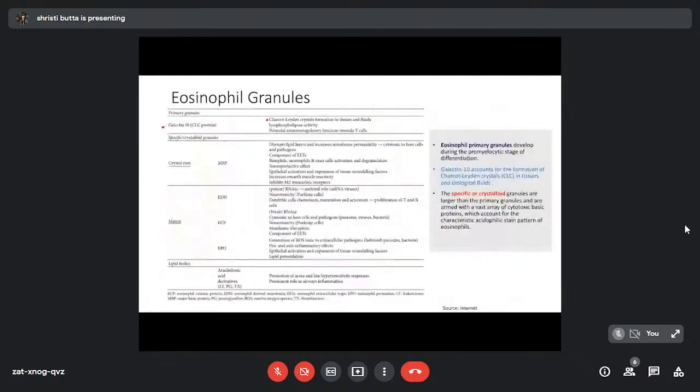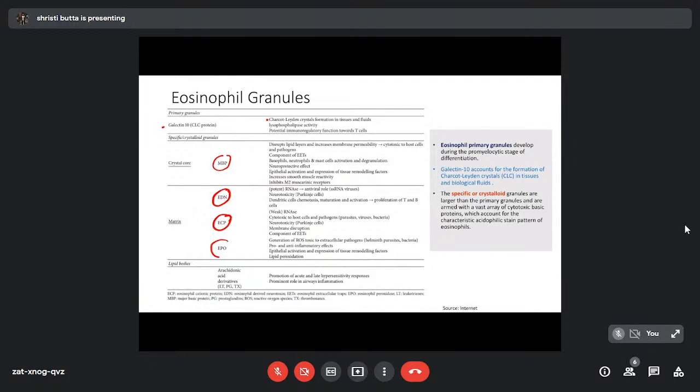core and matrix for the Charcot-Leyden crystal formation in tissues and fluids. It also has a potential immunoregulatory function towards the T cells. The specific or crystalloid granules contain the major basic protein. We also have the eosinophil-derived neurotoxins, eosinophilic cationic proteins, the eosinophil peroxidase, and we also have the lipid bodies containing the leukotrienes, prostaglandins and thromboxane.